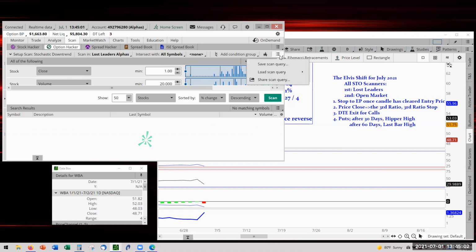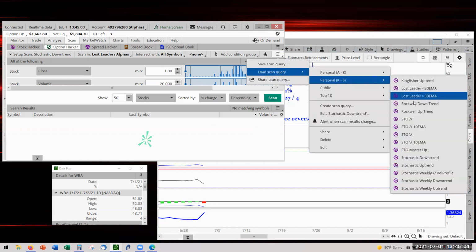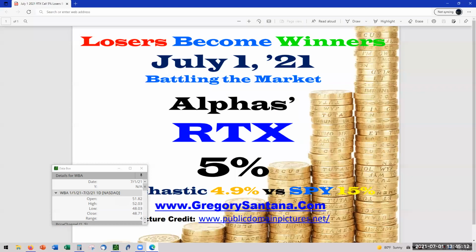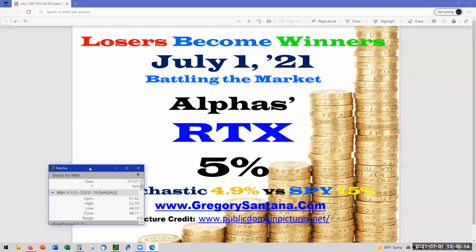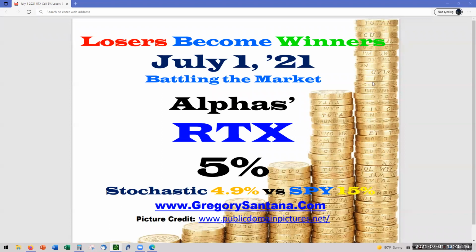Then we will go on and load up the next 2 scanners, which would be the 10 EMAs and then the core. Well, that is it. We're out of time today, and I thank you very much for stopping by. The alphas got their 5% going into tomorrow, and we'll see how it all works out with the new Elvis Shift for July. Thank you very much for stopping by and checking it out.